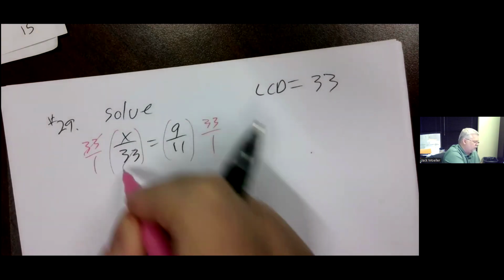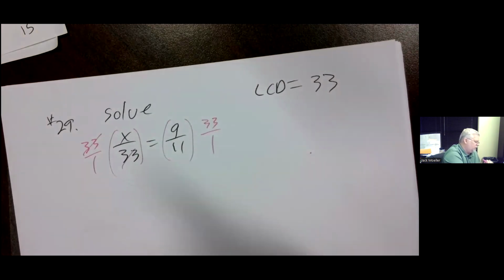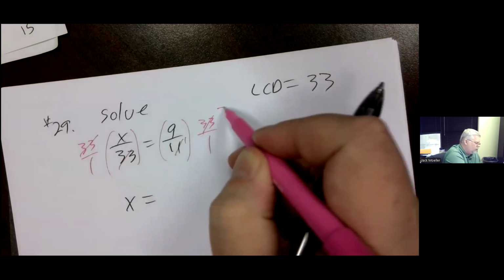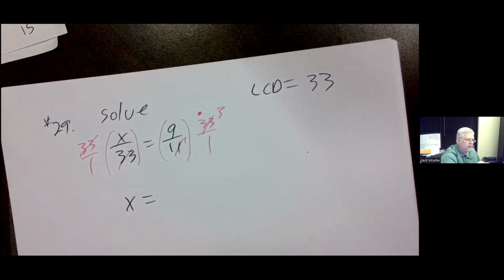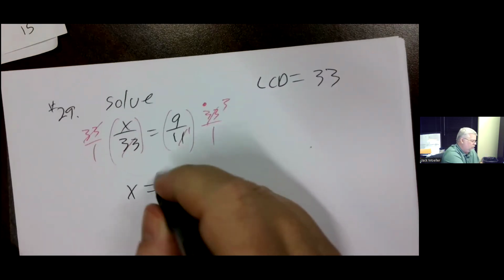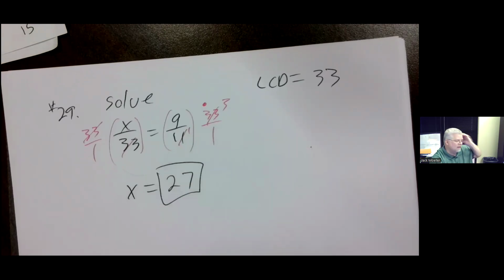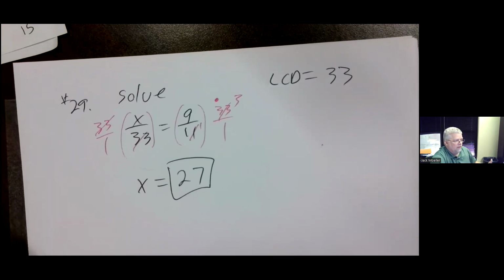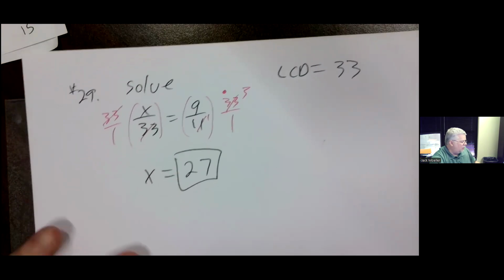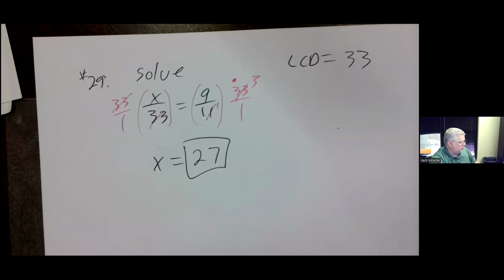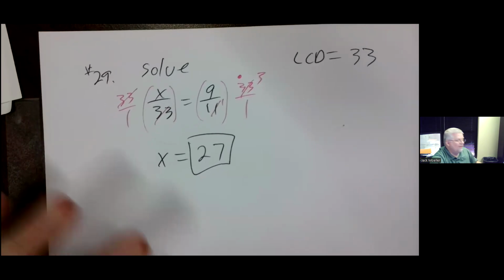So 33 cancels on this side, which leaves us with x. 11 will go into 33 3 times, so 9 times 3 is 27. And we already have x equals, so we're done. This is a pretty basic equation, even for fractions, and so clearing the denominator in this case is a very efficient method. The problem is, as we get into messier proportions, this is not always this efficient.